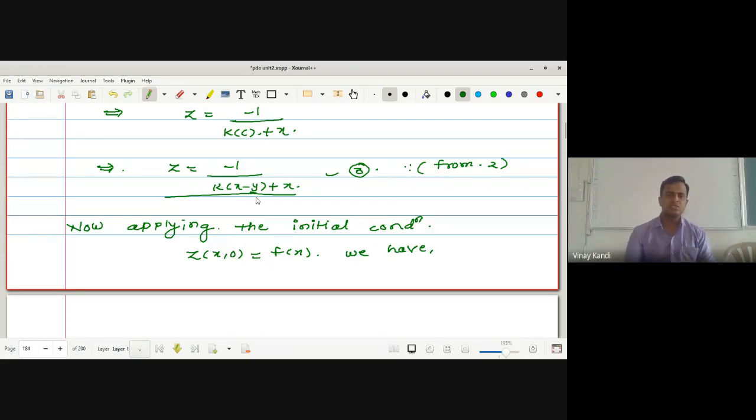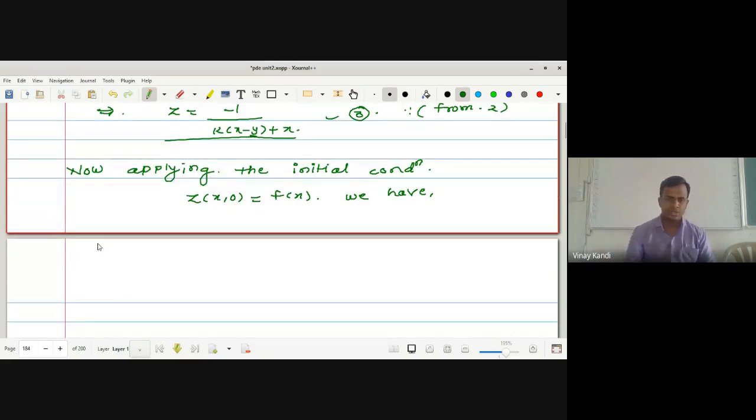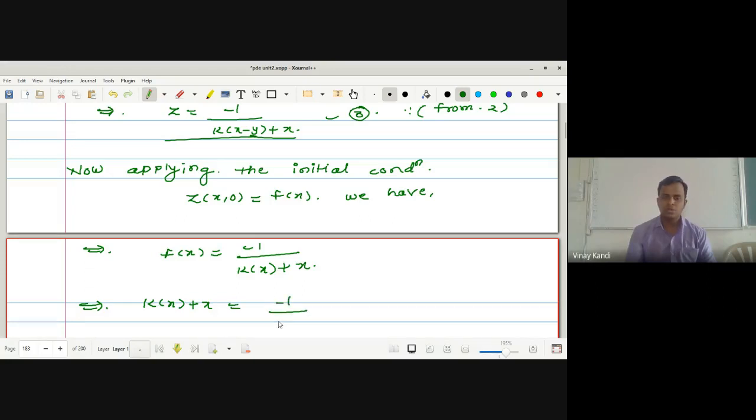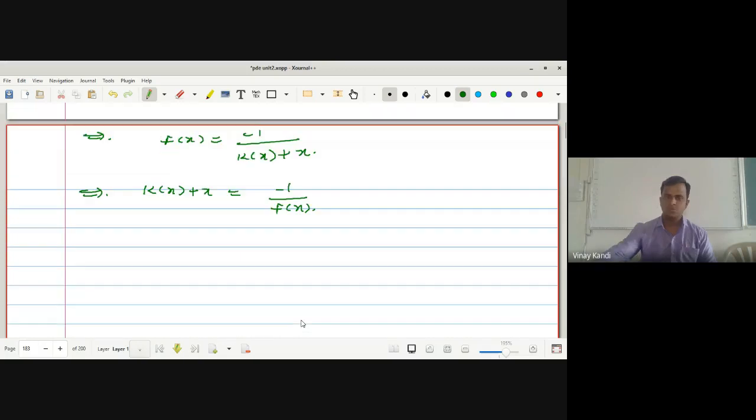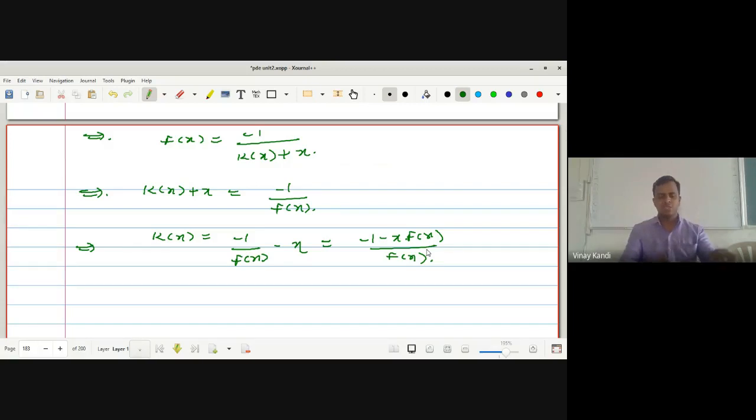So we have, okay, जिथे जिथे z मध्ये y आहे तिथे 0 पुट करायचं. Okay, so here we get that implies f of x is equal to, put y is equal to 0 now, so minus 1 into k of x, x minus 0 is x, plus x. Okay, so that implies k of x plus x is equal to minus 1 upon f of x. So that implies k of x is equal to minus 1 upon f of x minus x, which is equal to minus 1 minus x into f of x divided by f of x. Okay, so this is the value of k of x.